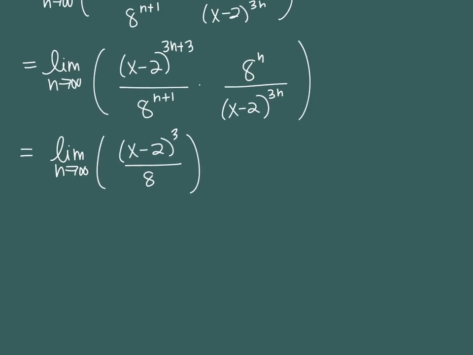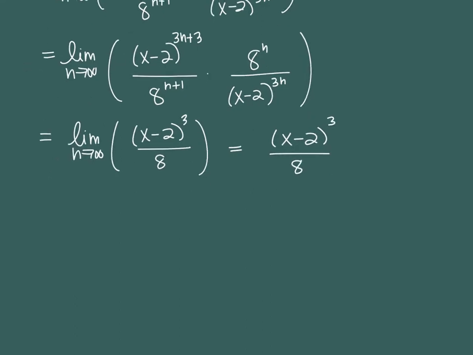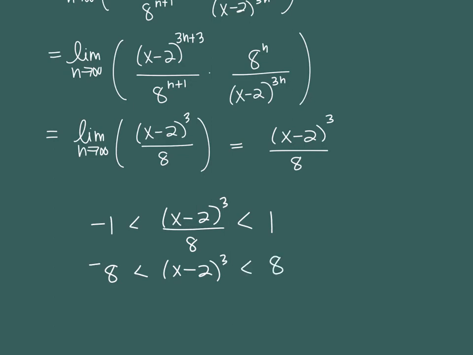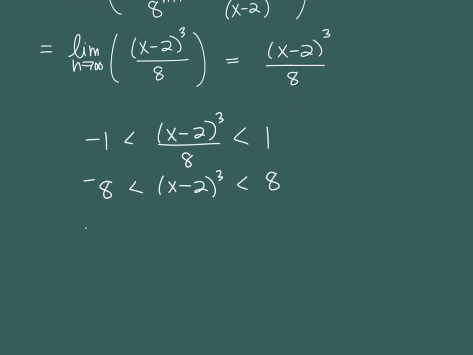There are no n's left at all. And so the result, since there are no n's, is (x minus 2) cubed over 8. Take the result of that ratio test, and I want to force convergence by starting out with it between negative 1 and 1. I multiply everything by 8, and I cube root it. So I get negative 2, x minus 2, and then positive 2. Okay, at this point I can identify the center.